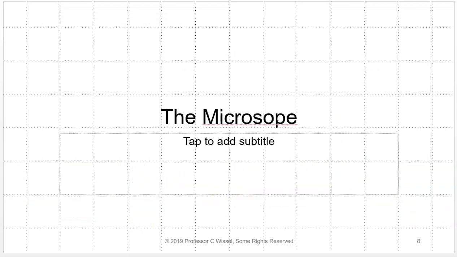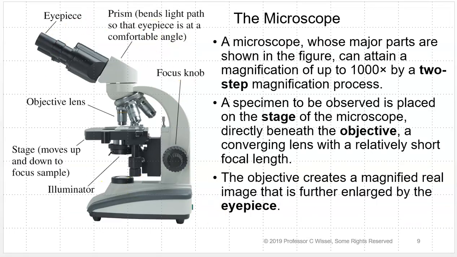Now for the microscope. Here's a picture of a microscope showing some of its major parts: the eyepiece, which is the piece you look through, and the objective lens, which is closest to the object. Notice you have a choice of lenses. This rotates. The focus knob here moves the platform up and down. Then there's usually a light under here called an illuminator. And there's a prism in here that bends the light path so the eyepiece is at a comfortable angle.